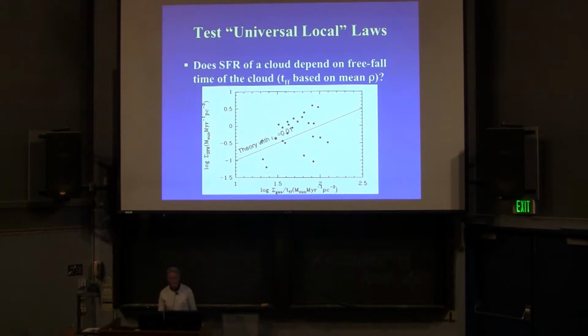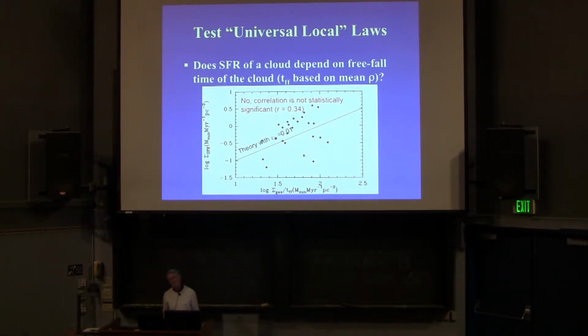So what about the universal local law that Mark proposed? This is for individual clouds, plotting the surface density of gas divided by the free fall time, and then versus that, the surface density of the star formation rate. And of course, the theory with the epsilon free fall of 0.01 kind of gets the mean right. But if you ask whether there's any correlation, you find there's no significant correlation. The correlation coefficient is too small for that size sample to be significant. So we don't see any evidence that the free fall time calculated in this way is very predictive for the star formation rate in these local clouds.